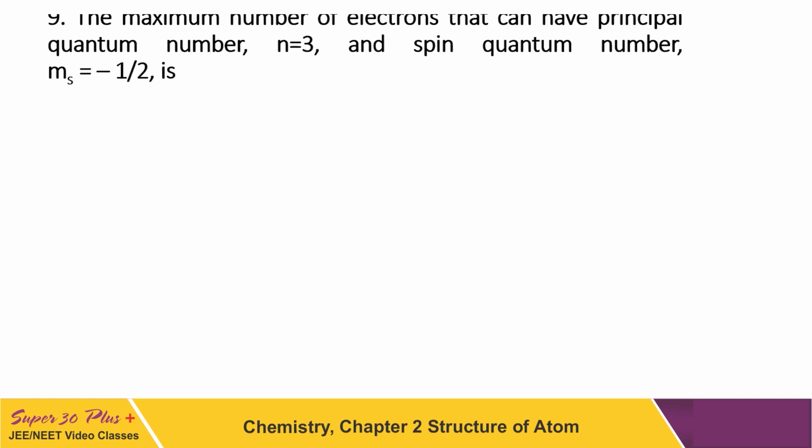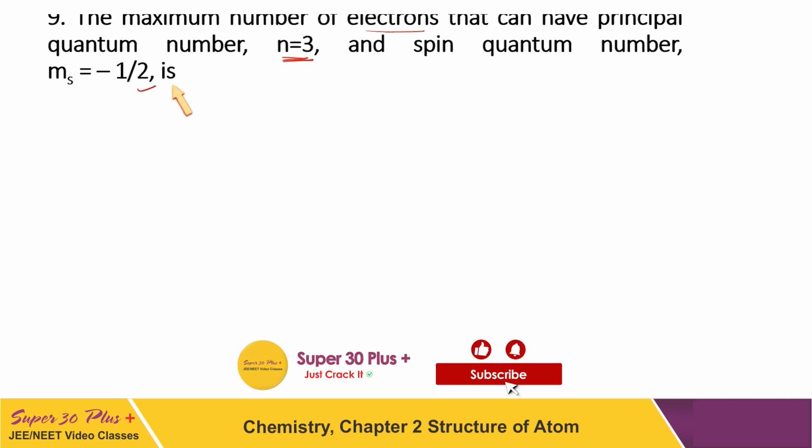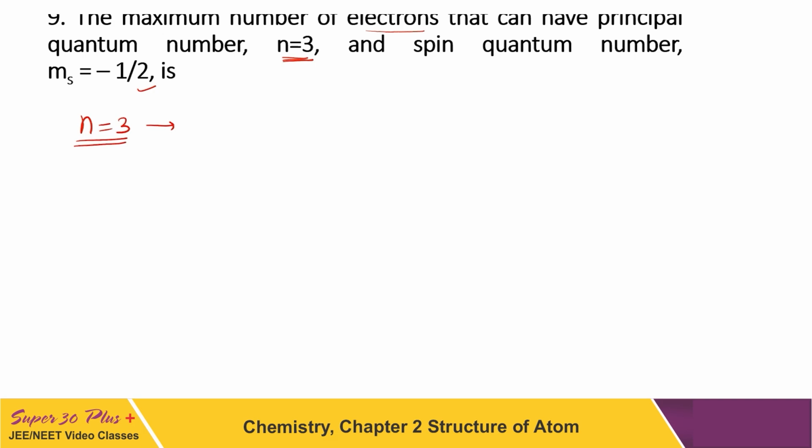This question says, the maximum number of electrons that can have principal quantum number n equals 3 and the spin quantum number minus half. See, if the principal quantum number is 3, how many shells are possible? For principal quantum number 3, shells are also 3. How many subshells are there? Subshells will also be equal to 3. Let me tell you which ones: 3s, 3p, and of course 3d.